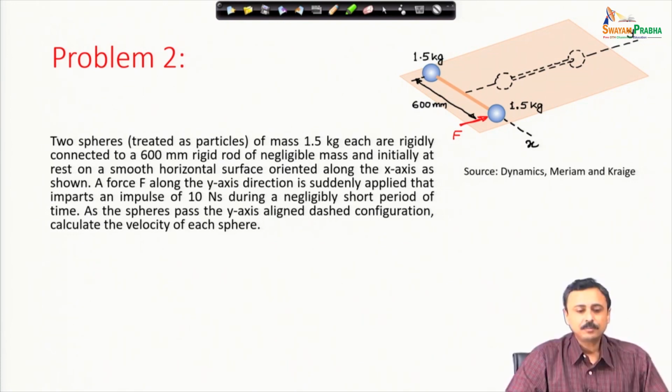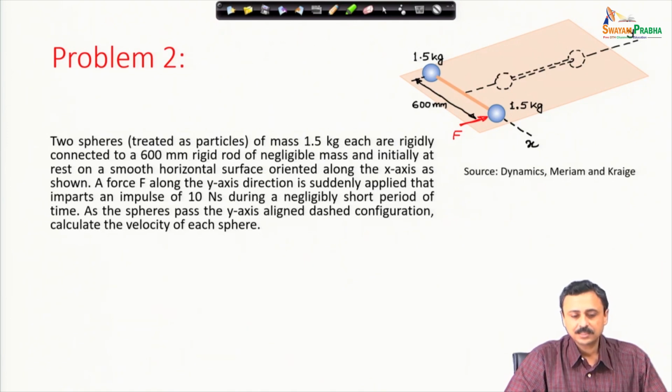Let us look at another problem, again taken from the book of Meriam and Kraige. Two spheres, which are to be treated as particles of mass 1.5 kilogram each, are rigidly connected to a 600 millimeter rigid rod of negligible mass and initially at rest on a smooth horizontal surface, oriented along the x axis as shown. A force F along the y axis direction is suddenly applied that imparts an impulse of 10 Newton second during a negligibly short period of time.